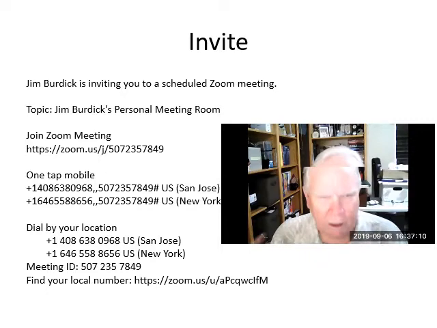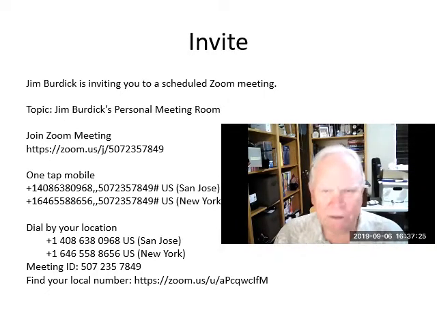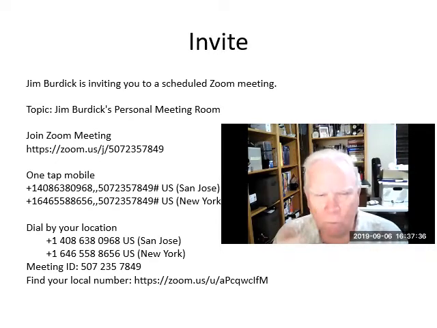Here again, they're adding in a couple of commas, which means a pause or a delay, and then you'll notice that's the same meeting ID for the person coming in through a web connection. And then, depending on whether they're closer to New York or closer to San Jose, they can pick either one of those phone numbers and log in by phone.